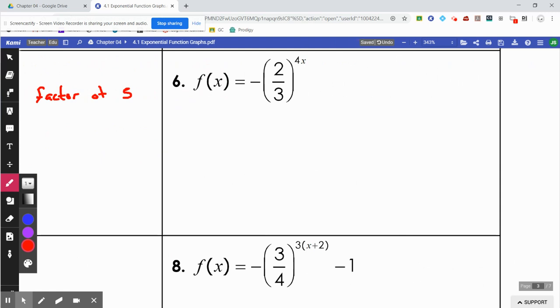Number 6, we only have two transformations here. Let's start with our stretches and compressions first. Our x value has been multiplied by 4, so that would be a horizontal because it's times the x. Since it's only x, we're going to have to reciprocate that. We're actually going to be multiplying by a factor of 1/4, so that's going to be a horizontal compression because of it being on the x, and that would be by a factor of 1/4.